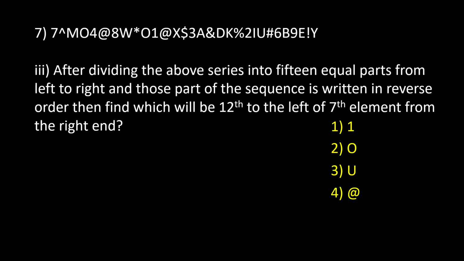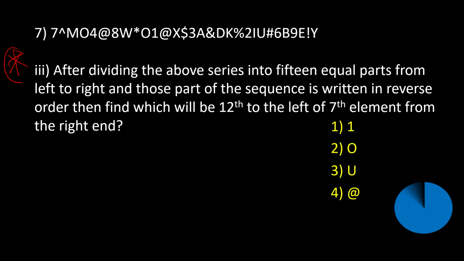Third question related to this alphanumeric series and your timer starts now. After dividing the above series into 15 equal parts from left to right, and those parts of the sequence are written in reverse order, then find which will be the 12th to the left of the 7th element from the right end. How to solve this? Mark this as important.